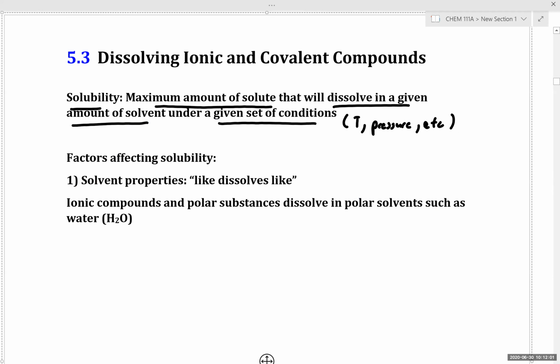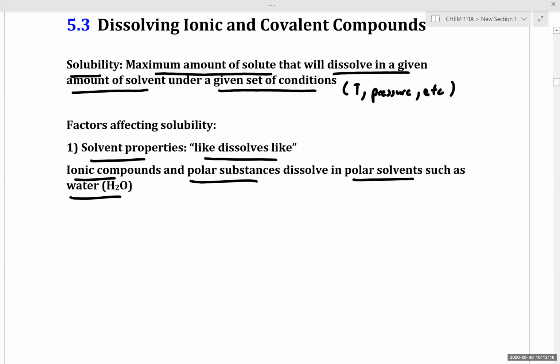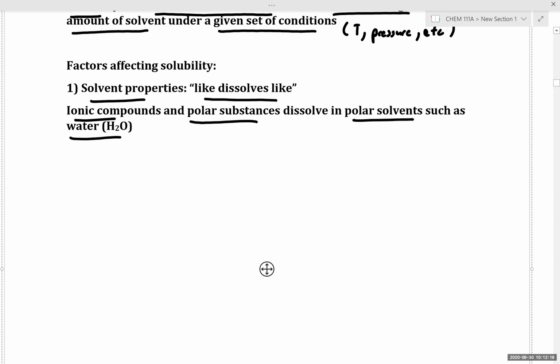So the first major property that affects solubility is solvent properties, such as "like dissolves like." Ionic compounds and polar substances dissolve in polar solvents, such as water. We'll talk more about how to define polar substances later on in this class.